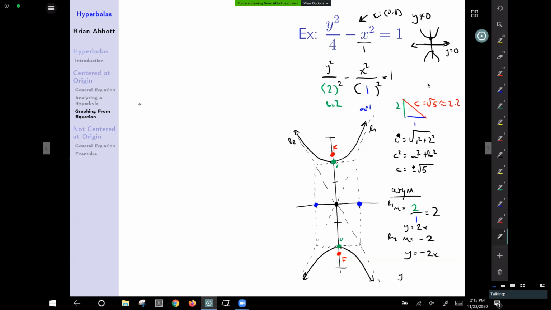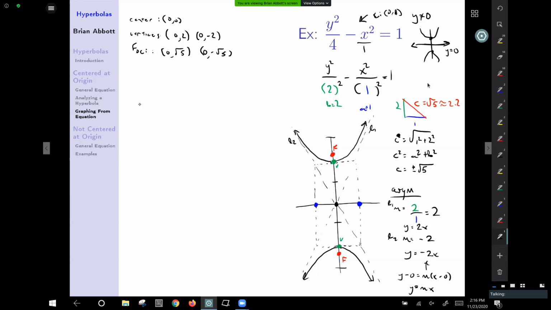And again, we're using the fact that any line that goes through the origin is completely defined by its y equals m times x, by its slope. That's how we came up with these two asymptotes. So the last thing to do here would be just to list it all out. Our center we know is at 0, 0. Our vertices are going to be at 0, 2 and 0, negative 2. And then our foci, exact values here, 0, root 5, and 0, negative root 5.